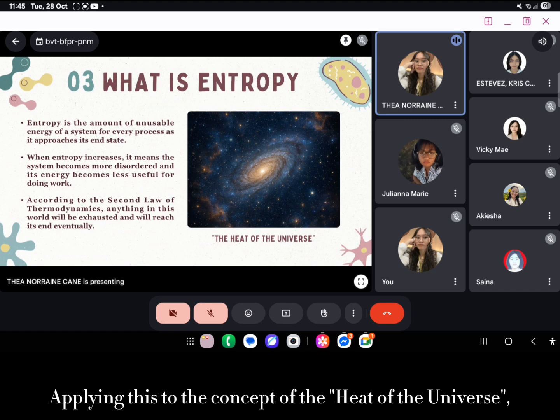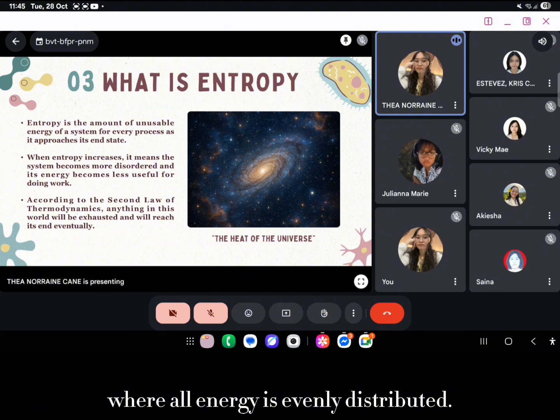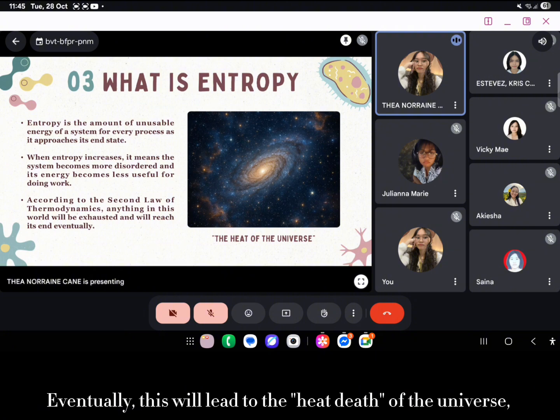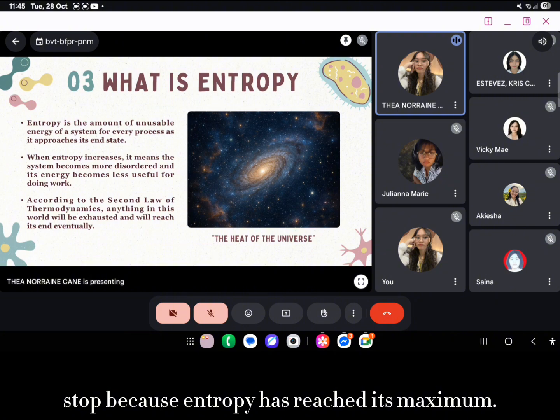Applying this to the heat of the universe, scientists believe the universe is moving towards a state where all energy is evenly distributed. Eventually, this will lead to the heat death of the universe, when no temperature differences remain and all processes stop because entropy has reached its maximum.